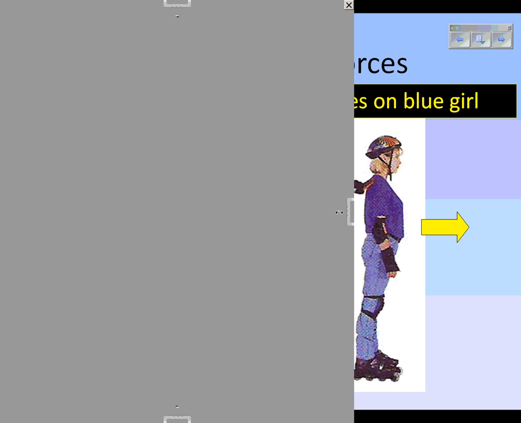Okay. So Parker. If we look exclusively at blue girl, does blue girl have a force on her? Yes. Is that force on blue girl balanced out by anything else? No. So what's going to happen to blue girl in this situation because of this force? She's going to start accelerating. In which direction? Towards the right.